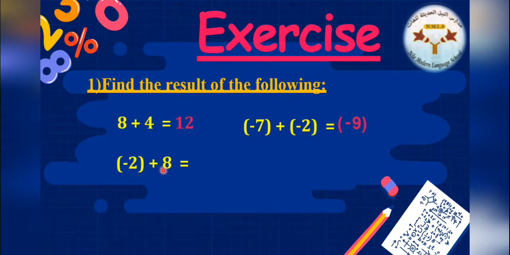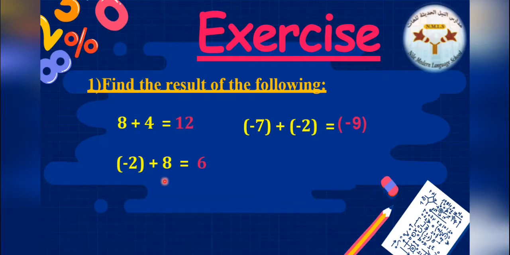What about the sign? The sign will be for the greater number with the greatest numerical value. Which is greater, 8 or 2? I will ignore the sign of negative 2. I will just compare the numerical value, 8 or 2. 8 is greater than 2. 8 is positive, then the answer will be positive.